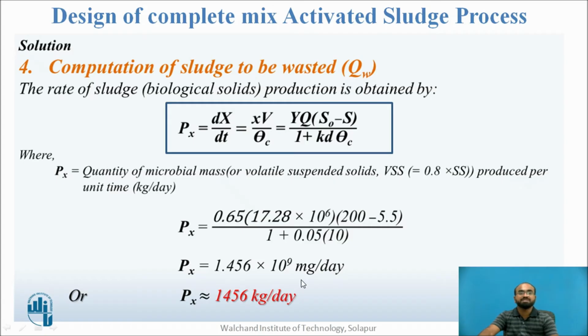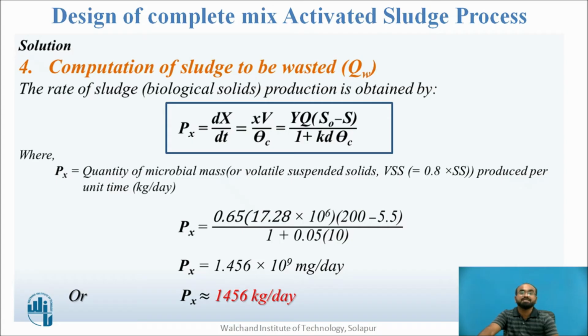Let us go to the fourth step. Fourth step will be computation of sludge to be wasted. That is how much sludge we have to take out and how much sludge we have to add up. That is what we are discussing about in this step. It will be represented as QW.